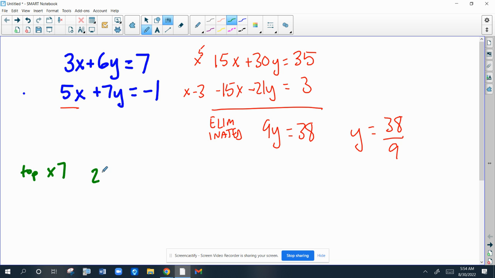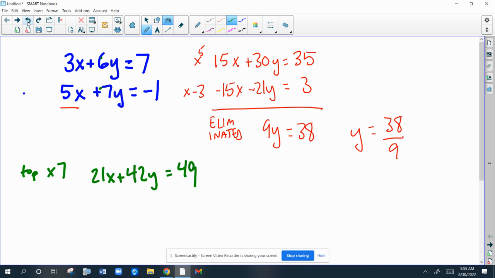So I'll have 21x plus 42y equals 49. So that allows me to multiply the bottom by 6. So you can see you're always multiplying the top and bottom by the opposite. Not always, but say if this were a 6 and this were a 2, then I could multiply the bottom by 3 and just leave the top alone. But that's not the case.